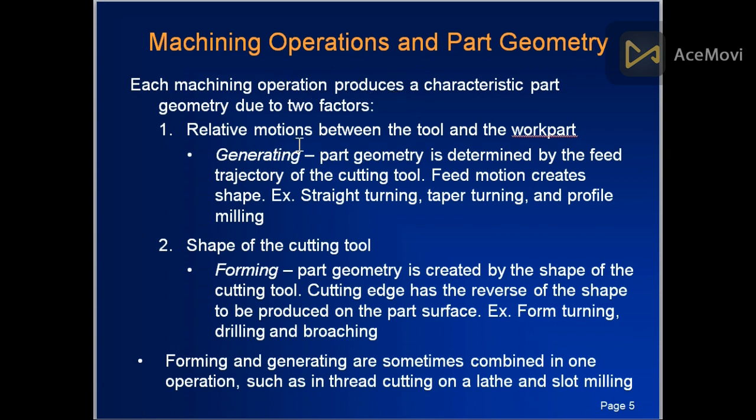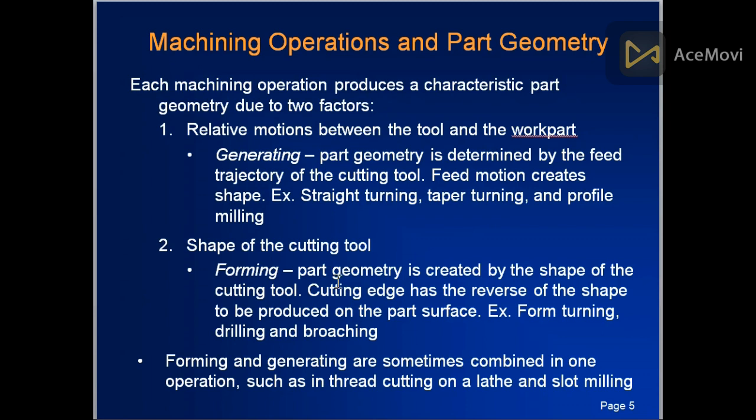Machining operation must require a relative motion between the tool and the work part. Generating part geometry is determined by the feed trajectory of the cutting tool. Feed motion creates the shape. For example, straight turning, taper turning, profile milling, and many other processes.